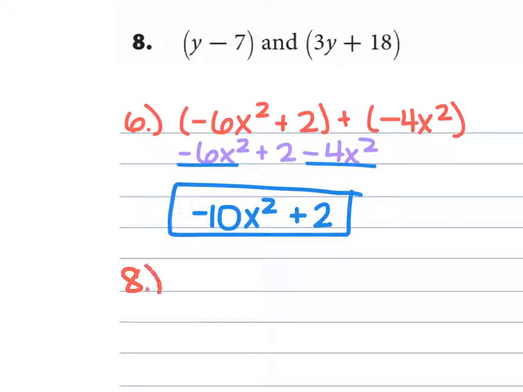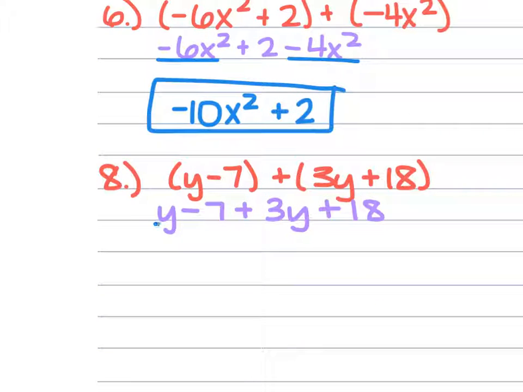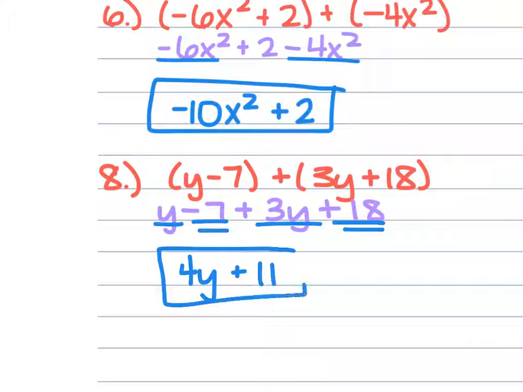If we look at 8, we have y minus 7 and 3y plus 18. So if we rewrite this, it's going to be y minus 7 plus 3y plus 18. The y plus 3y gives us 4y. The negative 7 plus 18 is going to give us positive 11. So 4y plus 11 is our solution for this one.